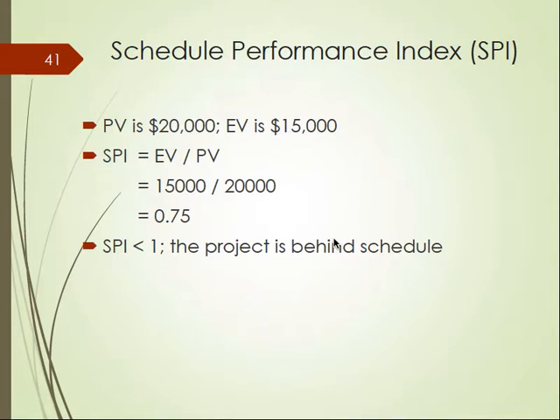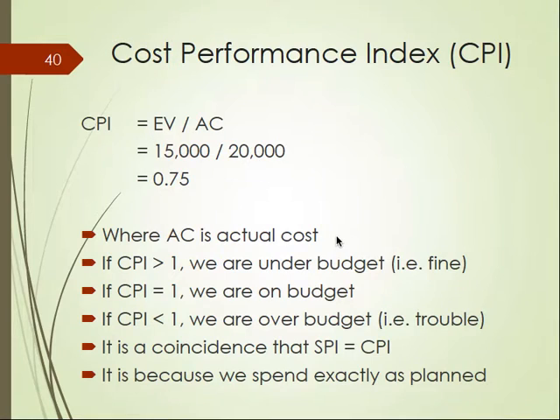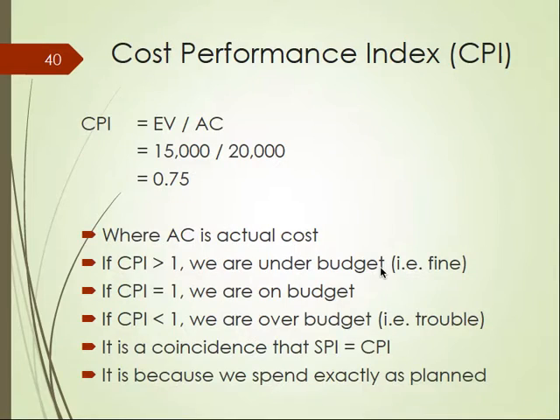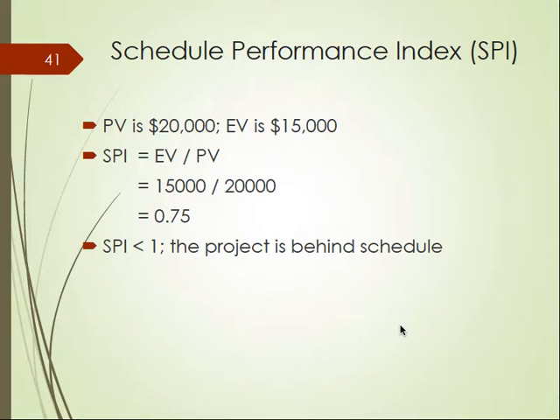In this case, it is a coincidence that the CPI and SPI are the same. But they don't have to be. Sometimes they may be different. So this means the project SPI less than 1 means it is behind schedule. So we are behind schedule as well as over budget. This is what we do not want to see.